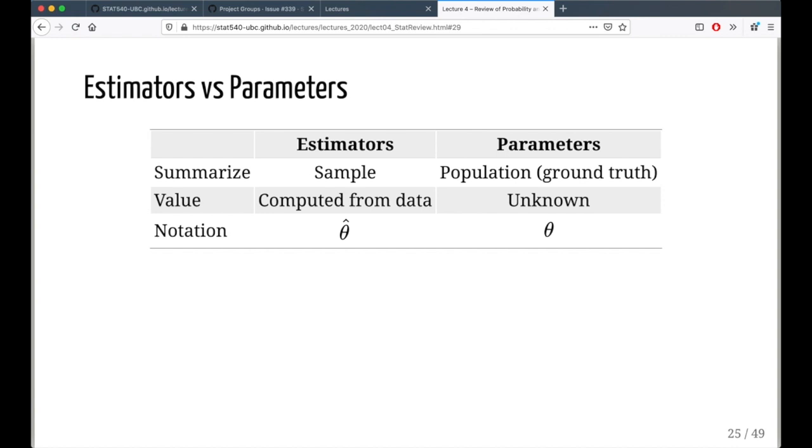And just to drive home the difference between an estimator and a parameter. In general, remember that the estimator is summarizing the sample that we have at hand. For example, with the sample mean, we're summarizing the sample at hand. The estimator is computed from data in our sample, and we write that with a little hat on whatever the parameter is notated as. Here I'm just using theta as a generic symbol. This is in contrast to parameters, which summarize the population. These are the ground truth. Parameters are unknown since we don't have the entire population measured, and we write them with just the plain symbol.